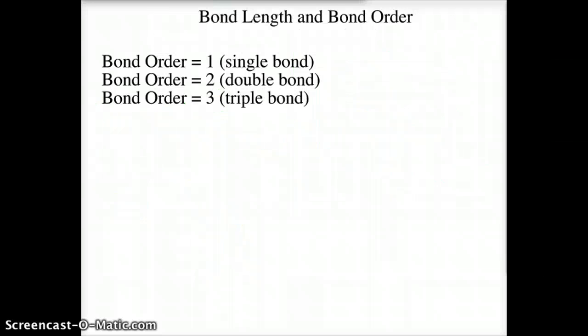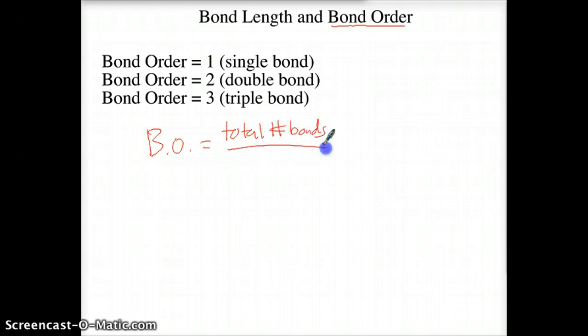There's one other thing that we need to know how to do, and that's calculate and determine something called bond order, which is related to bond length. Okay? Bond order, which I'm going to abbreviate as BO, is going to be equal to the total number of bonds in a structure divided by the number of bond locations. And by bond locations, I basically mean spaces between atoms.